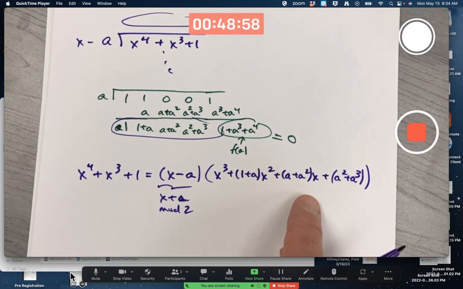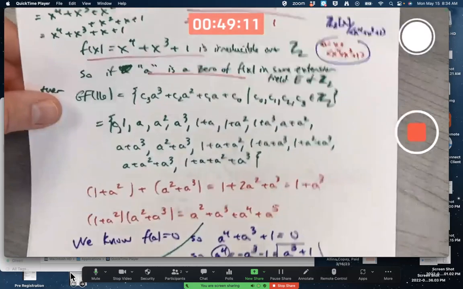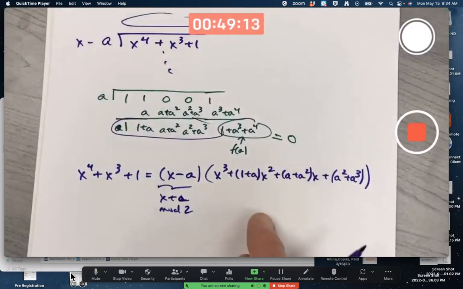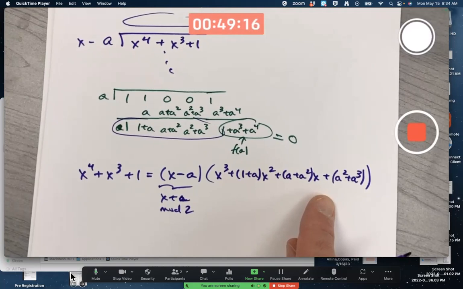Because we don't know what a is. So what do you do with this? If we were trying to continue finding more factors, more zeros of f of x, we'd have to continue trying to see if any of these other elements make that 0. They might. They should, in fact. How many other elements? Probably three other elements.